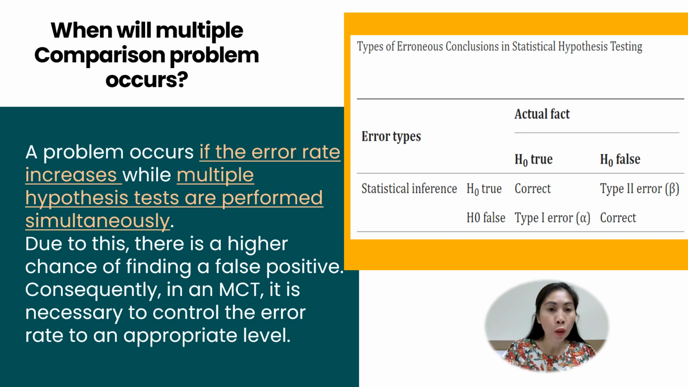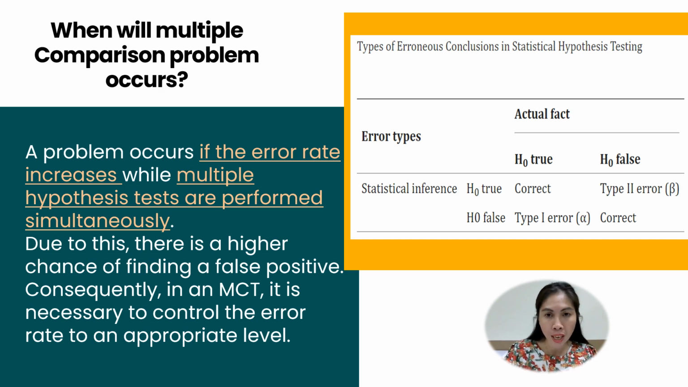When will the multiple comparison problem occur? A problem occurs if the error rate increases while multiple hypothesis tests are performed simultaneously. Due to this, there is a higher chance of finding a false positive. Consequently, in an MCT, it is necessary to control the error rate to an appropriate level.